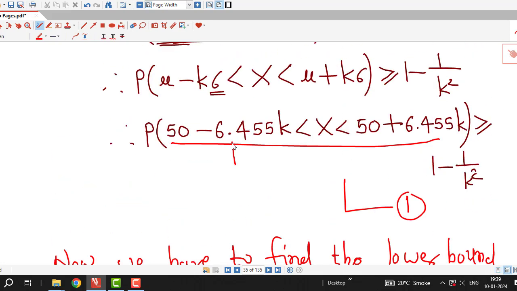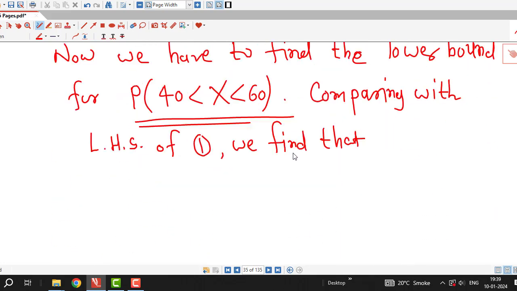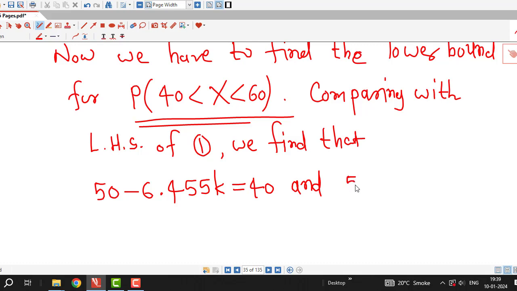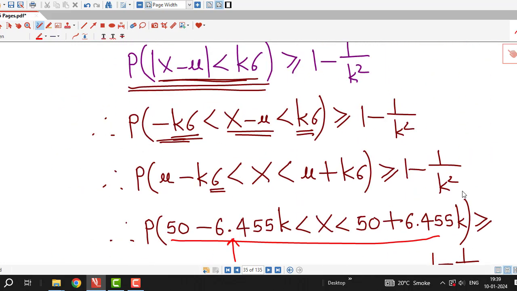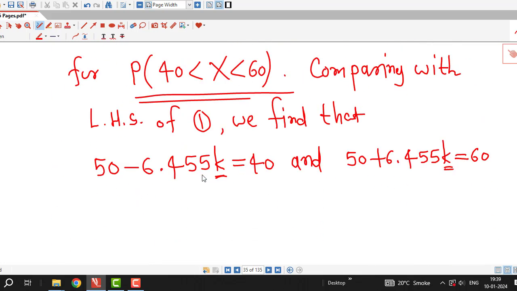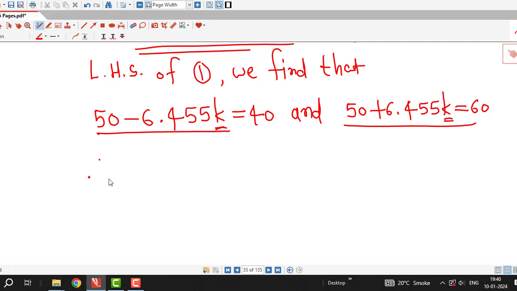Comparing with the left hand side of 1, we find that 50 minus 6.455k must be equal to 40, and 50 plus 6.455k must be equal to 60. So by comparing in this way, we will be able to determine the value of k. Ultimately our aim is to determine the lower bound, and we are doing all this process to find the value of small k. So now I can solve this equation or this equation. By solving both the equations, I must obtain the same value of k.